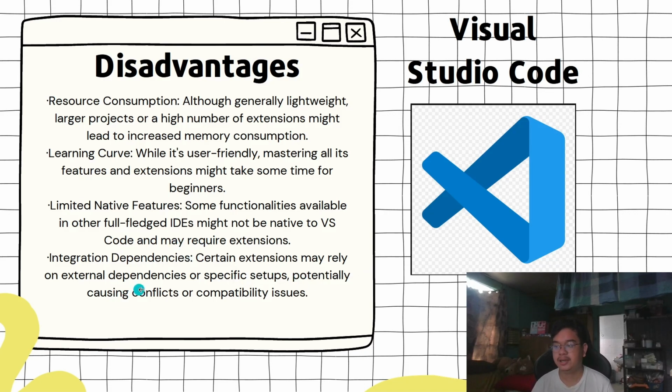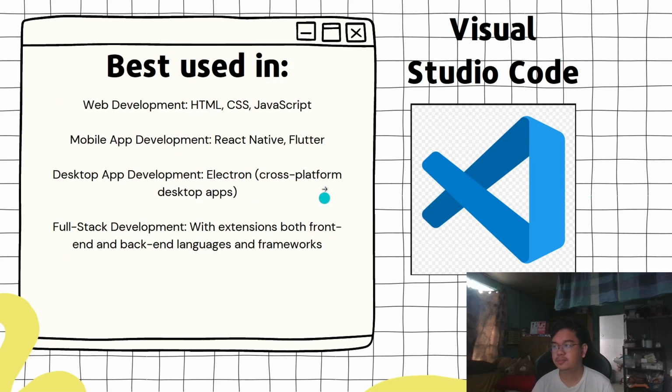Certain extensions may rely on external dependencies or specific setup as well outside of VS Code. Let's use it in web development: HTML, CSS, and JavaScript. It's also good with mobile app development, React Native, Flutter. It also is good with desktop app development, Electron, which is for cross-platform desktop apps. And full stack development for web dev with extensions, both front-end and back-end framework support, as well as support for the different web development frameworks.